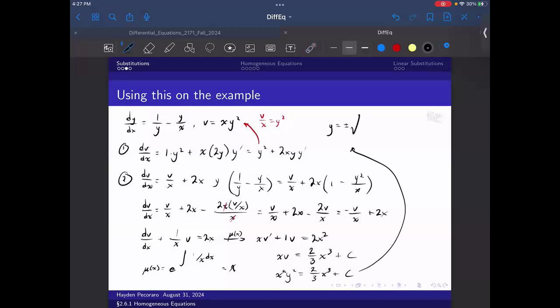square root of 2/3 x plus c over x squared. Just don't forget that plus minus right there if you do that. All right. So that's a couple of substitutions. Questions about how these work?